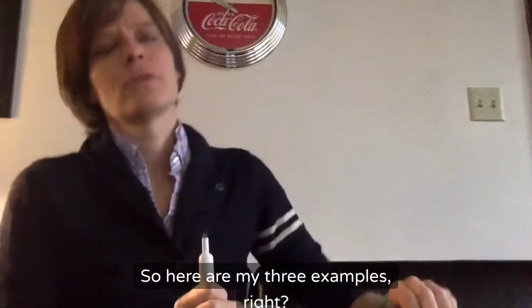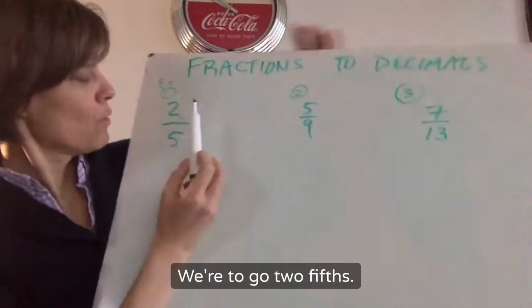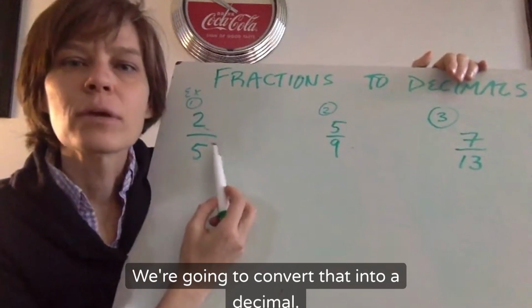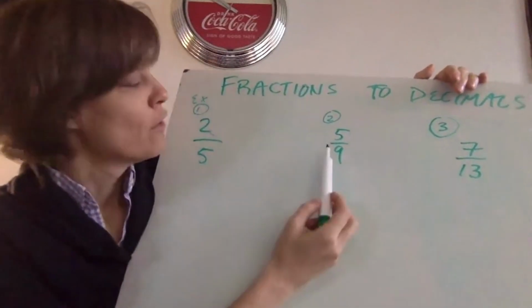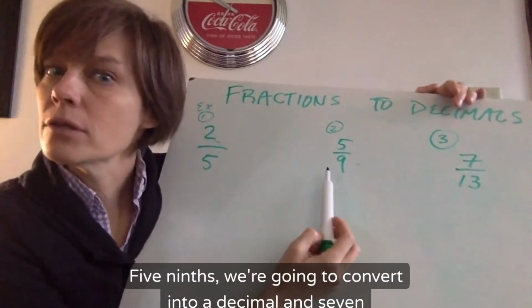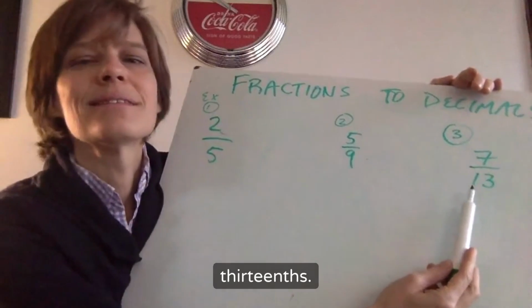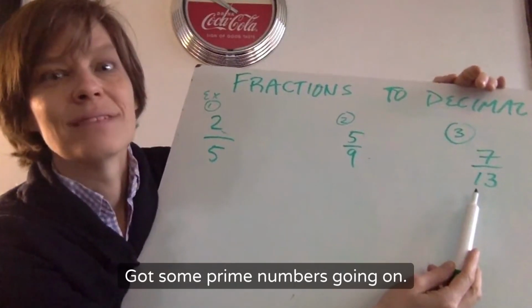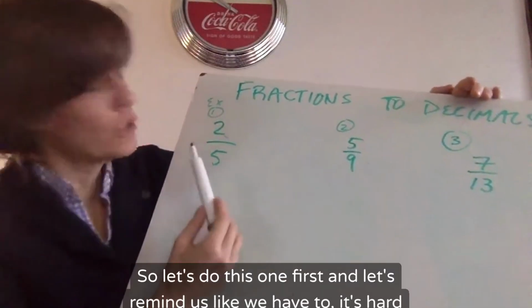Okay, so here are my 3 examples. We're going to go 2/5. We're going to convert that into a decimal. 5/9, we're going to convert into a decimal. And 7/13. Got some prime numbers going on. Love it. Okay, so let's do this one first.